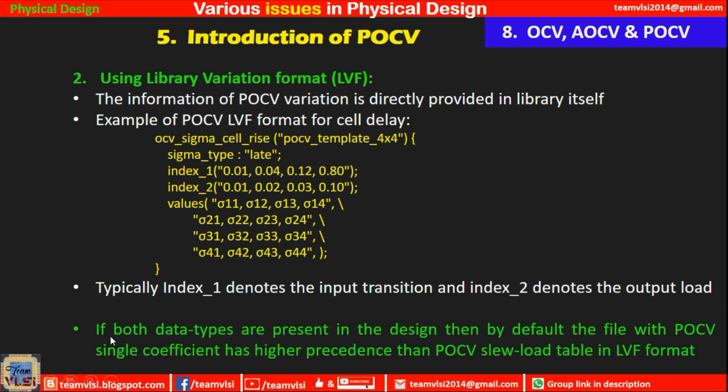If both data types are present in a design, then by default the file with the POCV single coefficient, that is C, has higher precedence over the POCV slew-load table in LVF format. So the concept is, if both are present, then higher precedence is given to the POCV coefficient C value, which we have indicated through C.